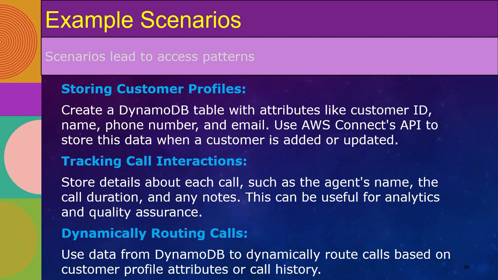So it all depends on what objects I'm trying to model in DynamoDB. And then there's dynamic routing of calls. Use data from DynamoDB to dynamically route calls based on customer profile attributes or call history.